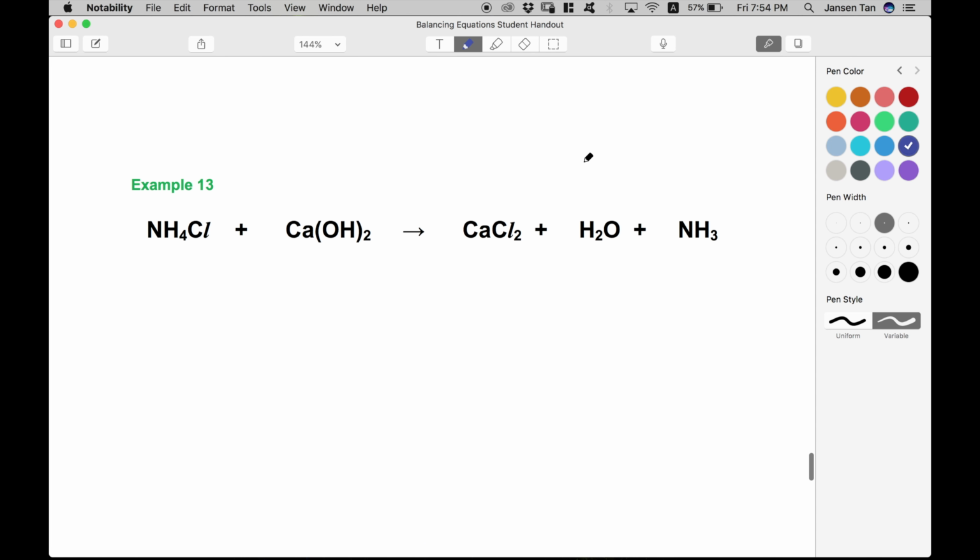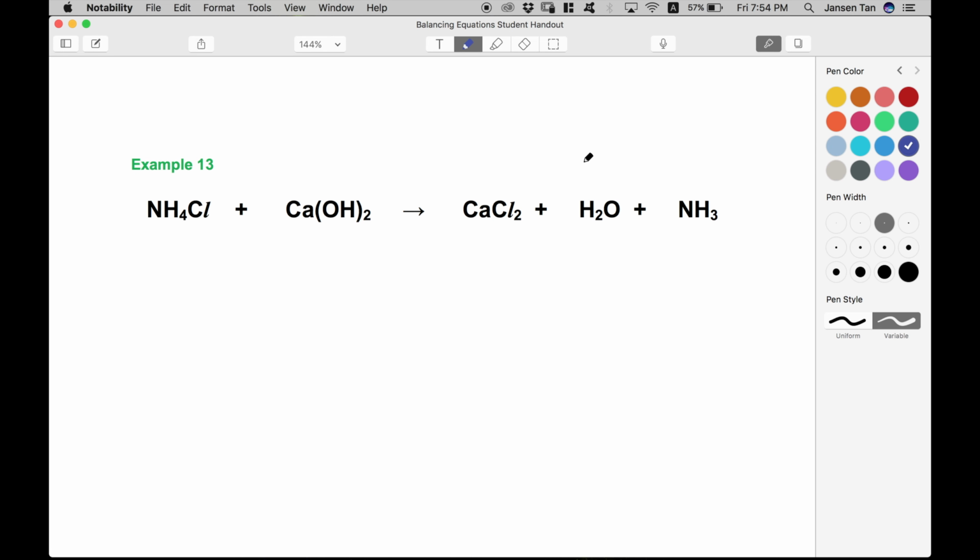Let's try the next one, again using the same idea. Of course, you must ensure all other atoms are already balanced. So we have to balance chlorine first, so 2. That leaves us with 2 ammonium, 2 ammonia, 2 hydroxide, 2 water. So this is the final answer. Balance all other atoms except for the nitrogen and the oxygen, then you can use that tip to do the rest.